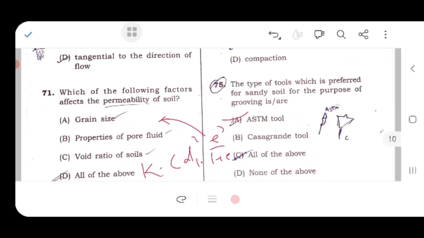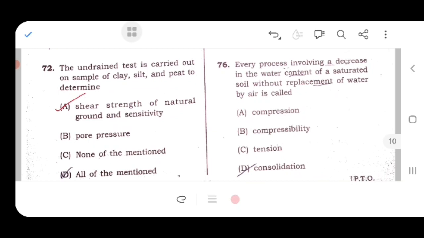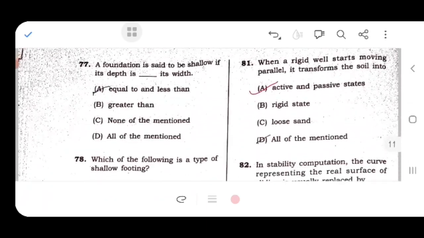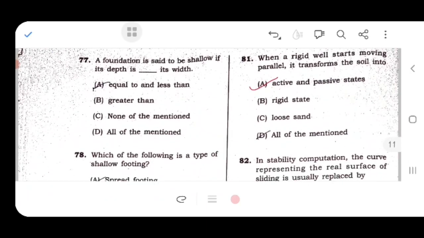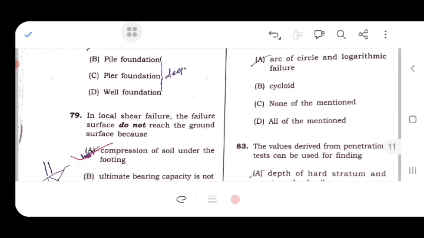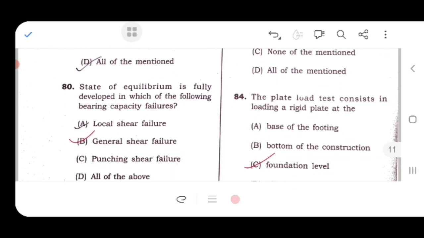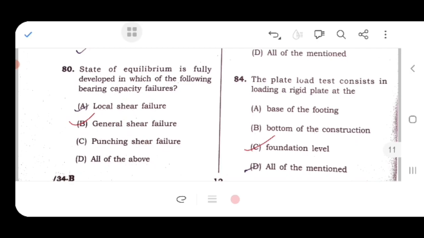The type of tool which is preferred for sandy soil for the purpose of grooving is the ASTM tool. Every process involving a decrease in the water content of a saturated soil without replacement of water by air is consolidation. A foundation is said to be shallow if its depth is equal to or less than its width. Which type of shallow footing? Spread footing. In a local shear failure, the failure surface does not reach the ground surface because of compression of soil under footing. The state of equilibrium fully developed in which bearing capacity failure? General shear failure.